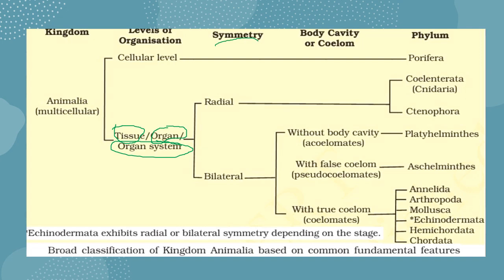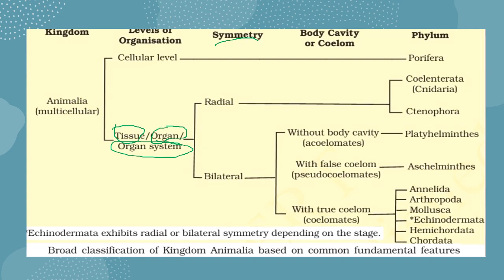Now if you look at different organisms, there is a symmetry pattern. That is asymmetry actually. Asymmetry means there is no symmetric pattern at all. There are no similarities found. An example is the amoeba, which does not have a particular shape.